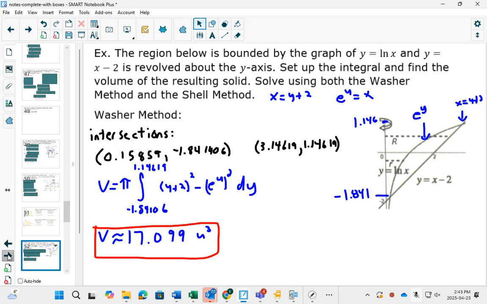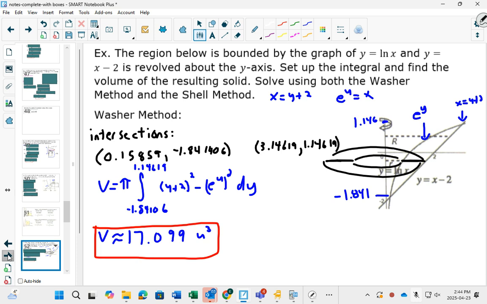So I could just type this into my calculator and get the answer. And this would be, right, if I wanted to figure out this part here, it would get rotated. There's my disk, rotated around, and I'm adding up all of those disks from negative 1.84 up to the 1.146.